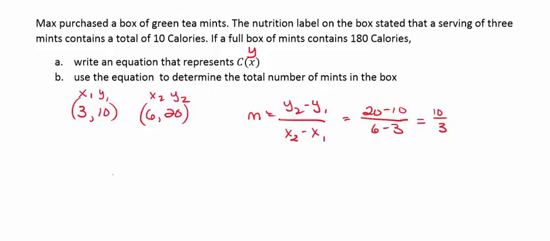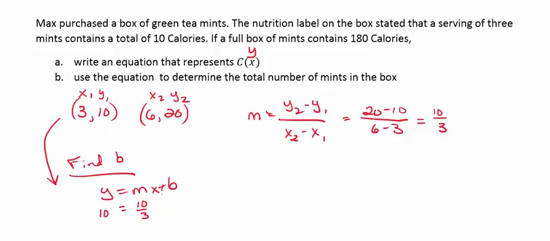Now we need to know what b is. So find b. Okay, so y equals mx plus b. So if I were to put in any of these ordered pairs, we get 10 equals 10 thirds. I'm using the first one, by the way. 10 thirds times x, which we know is 3. So 3 over 1, and then plus b.